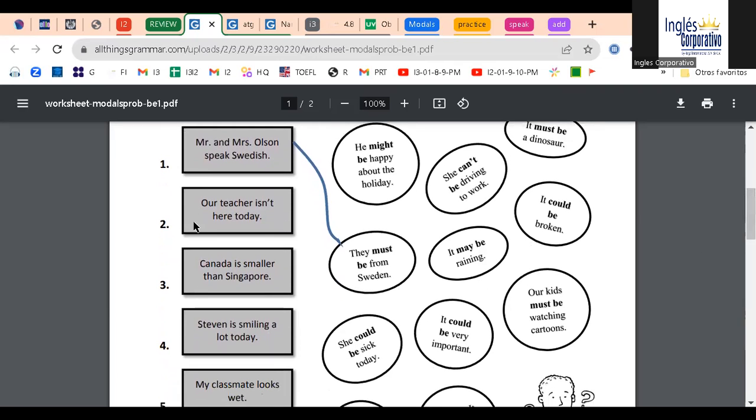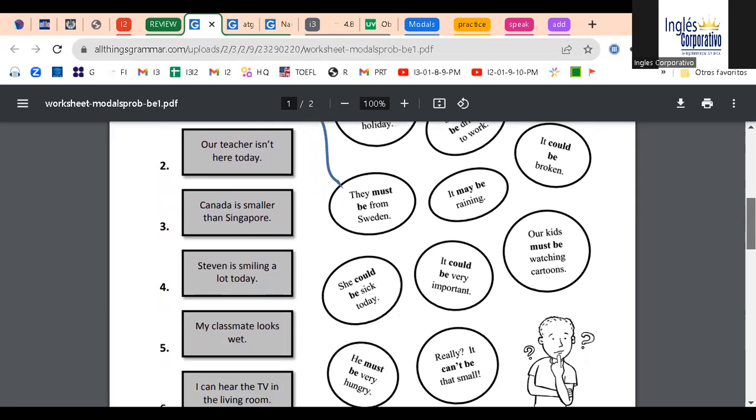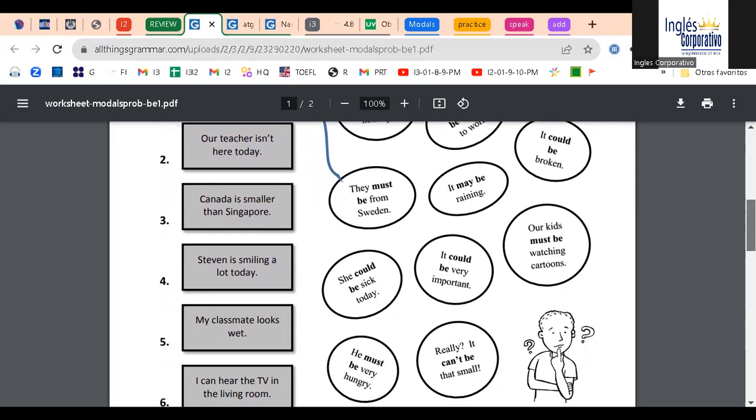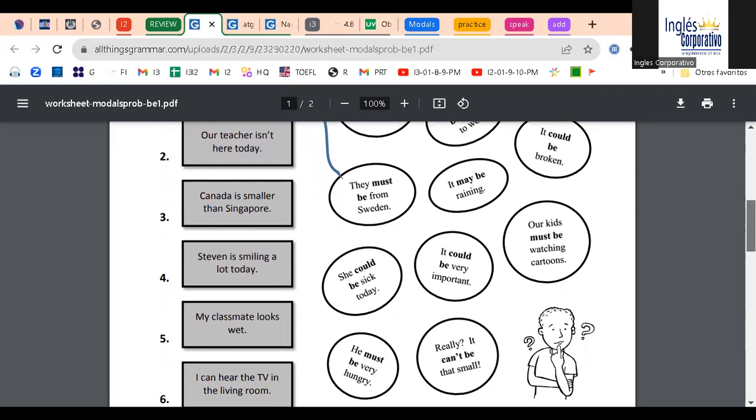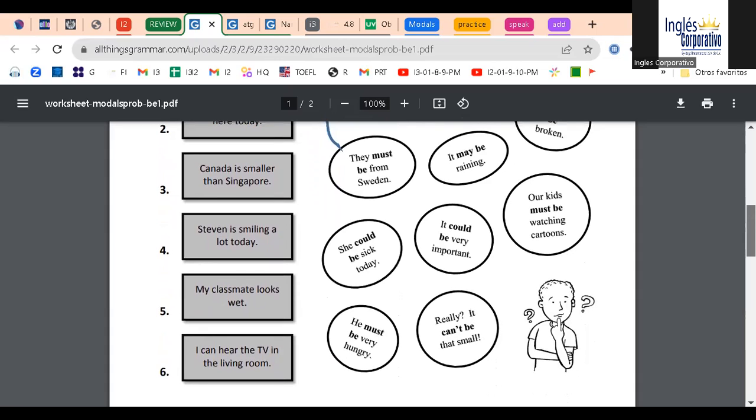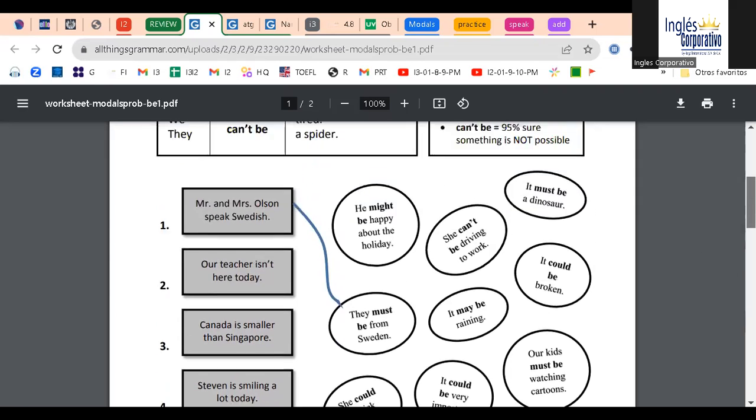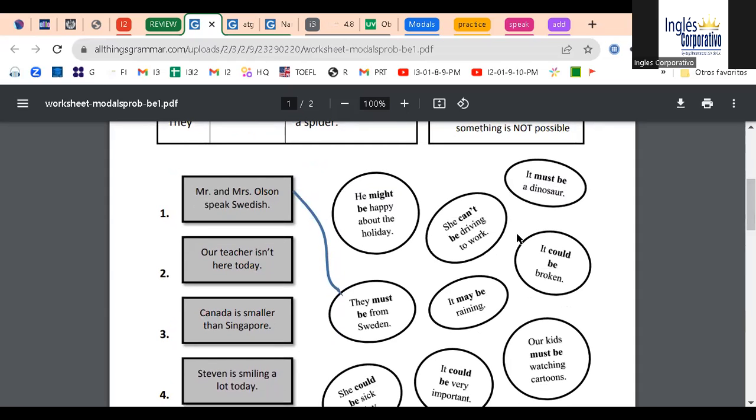Our teacher isn't here today. Canada is smaller than Singapore. Stephen is smiling a lot today. My classmate looks wet. I can hear that. She could be sick today. Okay, so we're gonna be checking that soon. I can hear the TV in the living room. Let's see. Jenny, can you help us reading the information in the bubbles?